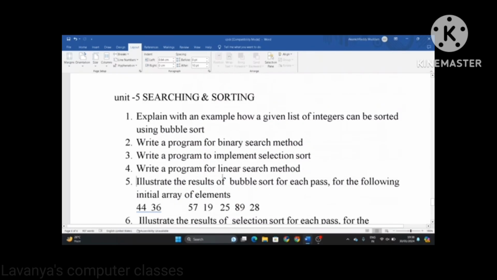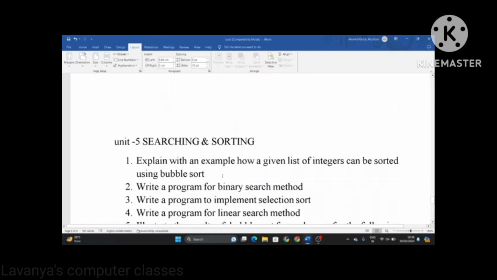So these all are the important questions in PPS. Read all the questions properly.